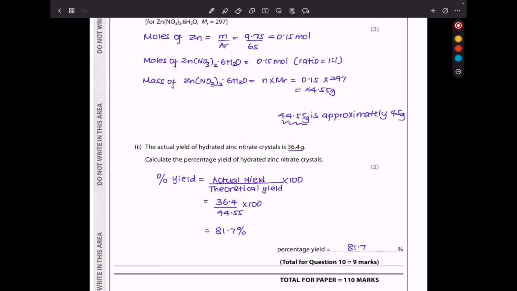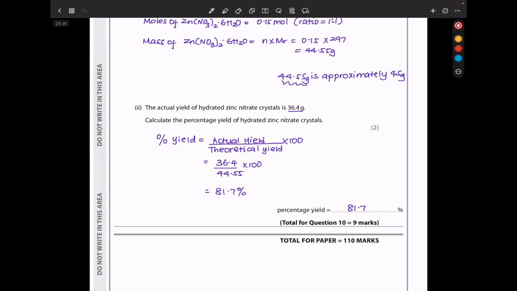And lastly, they say the actual yield of hydrated zinc nitrate is 36.4 grams. Calculate the percentage yield of zinc nitrate crystals. The percentage yield should equal actual yield divided by theoretical yield times 100. So this is the actual yield. So I have 36.4 divided by 44.55 times 100, and I got 81.7% as my percentage yield. So this brings us to the end of question 10, as well as to the end of this whole paper.